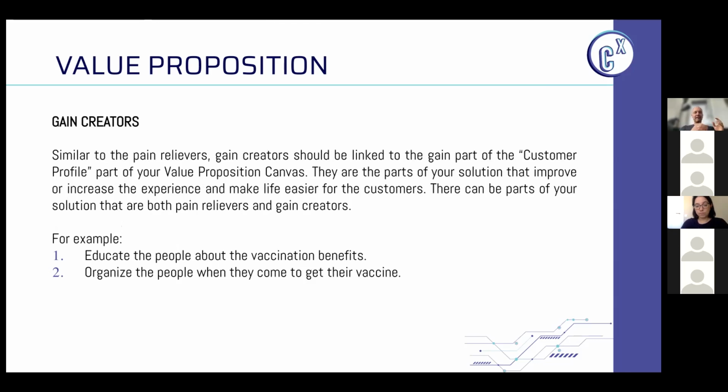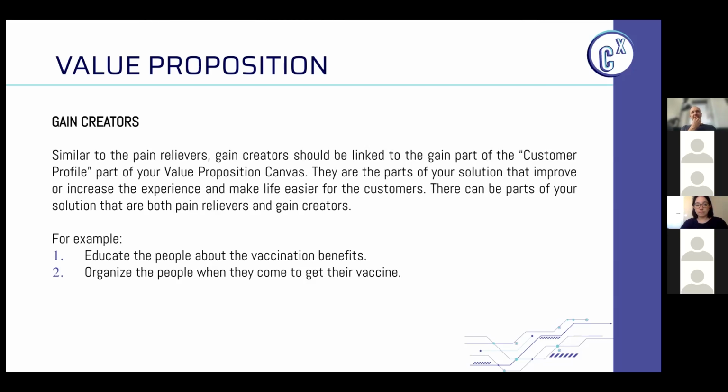So, as those pain relievers are linked to the pains that you have identified in the customer profile, the gain creators should be linked to the gains that you have identified in the customer profile. Again, this is to make sure that the value you want to create really addresses real and validated gains that your users and customers have, and that they are not only assumptions.